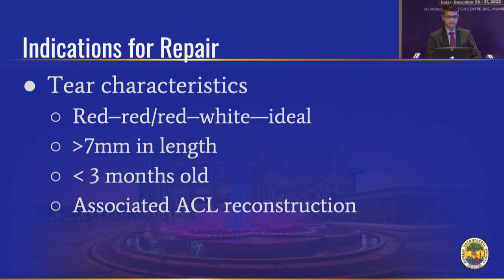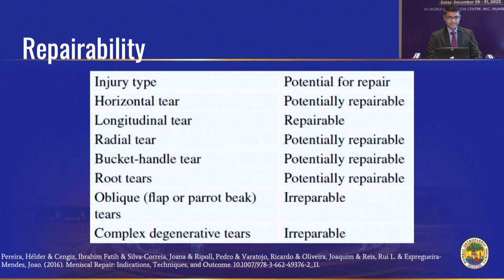The chronicity is less than 3 months, and an associated ACL reconstruction is favorable because of the bone marrow that is released in the drilling of the femoral tunnels. The types of tears which again are favorable for repair are the horizontal tears, the longitudinal tears, radial tears are potentially repairable, bucket handle tears, and the root tears. Oblique tears like the flap or parrot beak and the complex degenerative tears are usually irreparable.